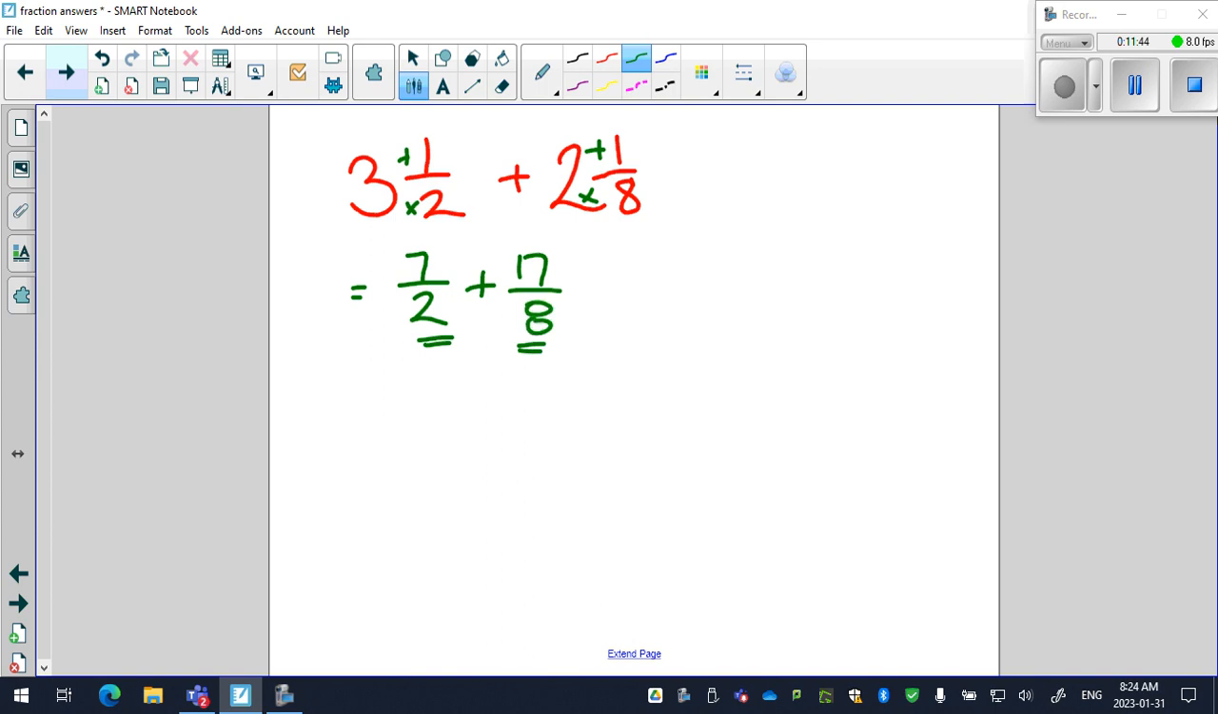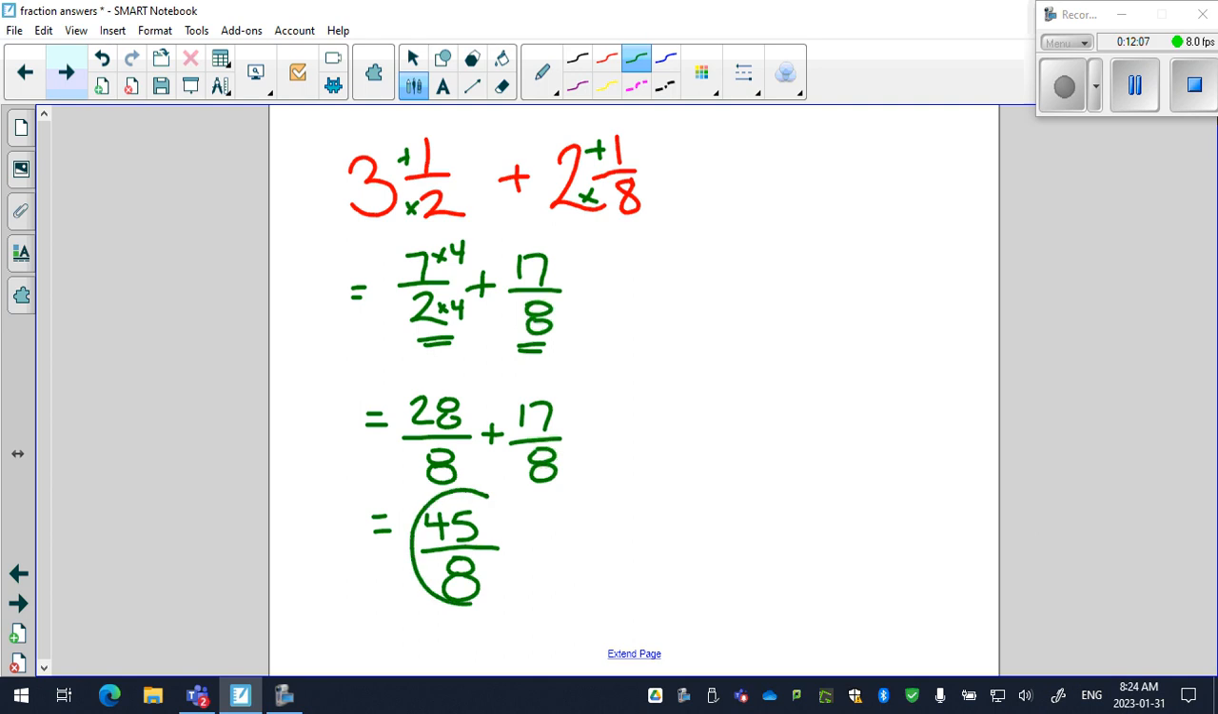Once we're at this stage, we start looking at our denominators. We figure that 2 will go into 8. 2 is a factor of 8, but I have to multiply it by 4. So I do that to the top and bottom. So we have 28, because 7 times 4 is 28, and this denominator of 8, and 17 over 8. When you add them up, you get 45 over 8. You may be asked to put that back into a mixed fraction, but in many cases, you're allowed to leave it right where it is, as long as it's reduced.